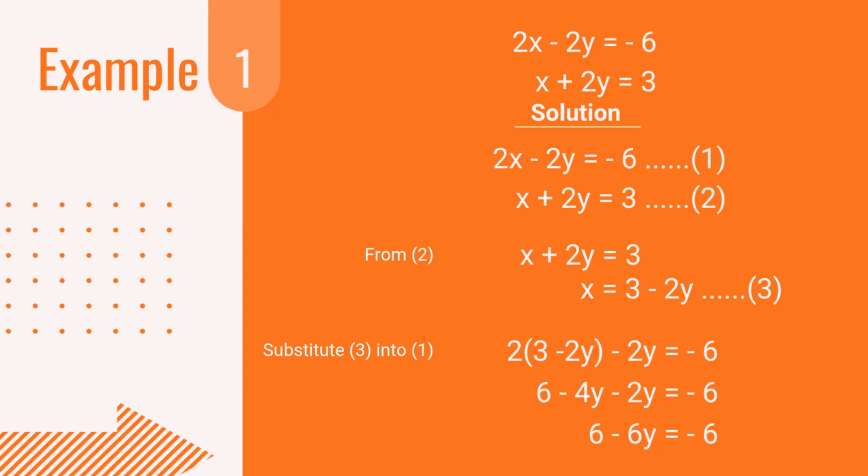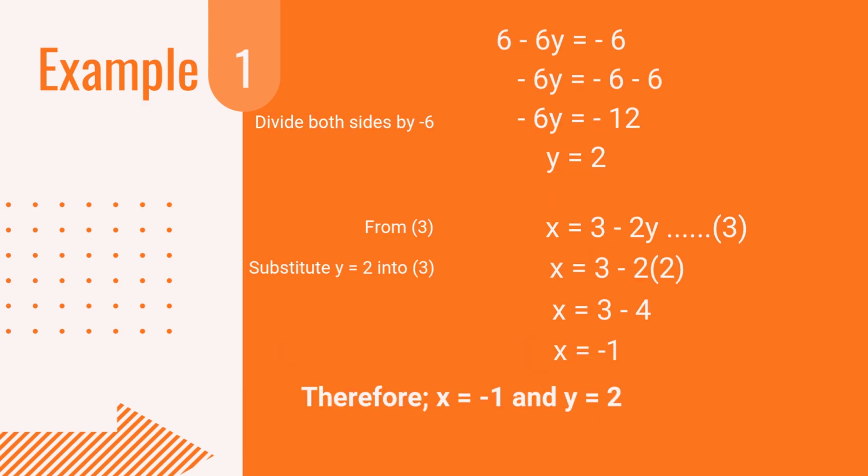So substituting equation 3 into equation 1, we have 2 bracket open, 3 minus 2y bracket closed, then minus 2y, all equal to minus 6. So the next step is to open the brackets. 2 times 3 is 6, and 2 times minus 2y is what? Minus 4y. And we also write the minus 2y from above, which is all equal to what? Minus 6. Simple. Now, minus 4y minus 2y is equal to minus 6y, because they are like terms. So we simply just have 6 minus 6y, which is equal to what? Minus 6.